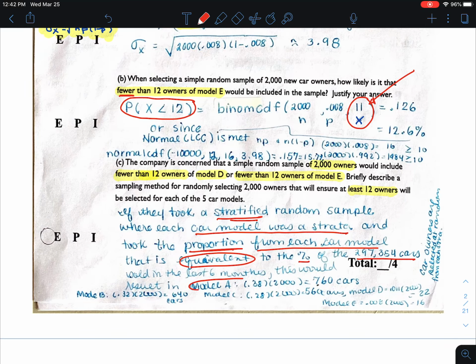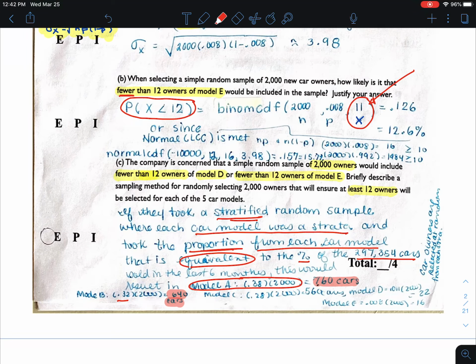Model A, 38% of 2,000 would mean 760 cars, so we should sample 760 cars. Okay, for Model B, I think it was 32% were Model B owners. So 32% of 2,000, we should survey 640 cars. And I worked that out with all of them.